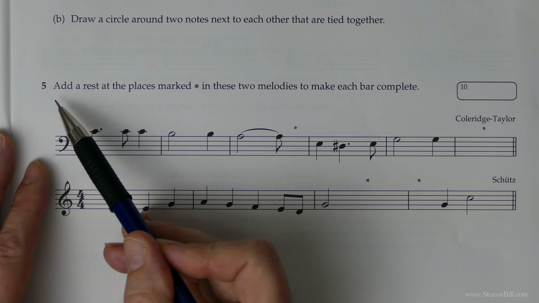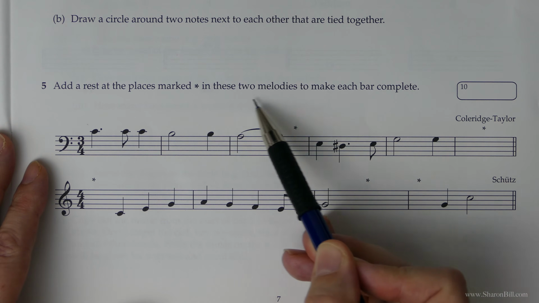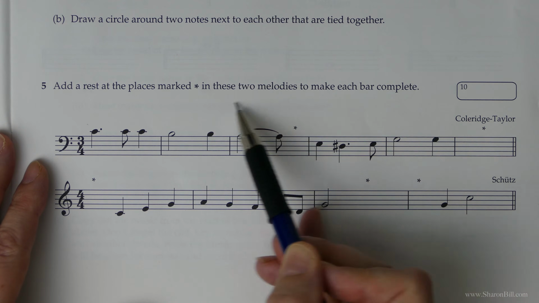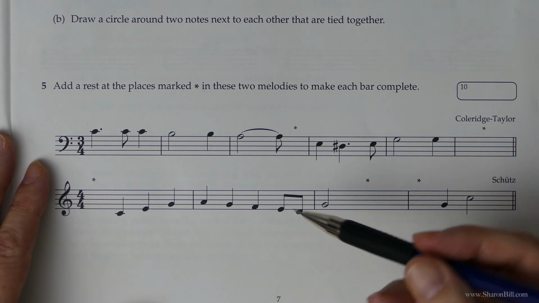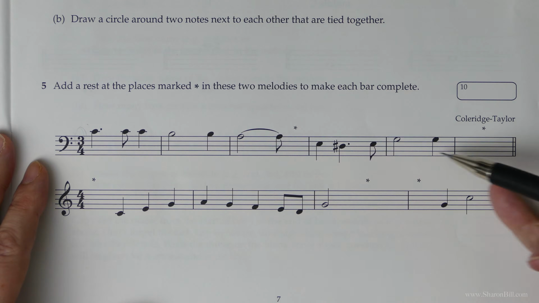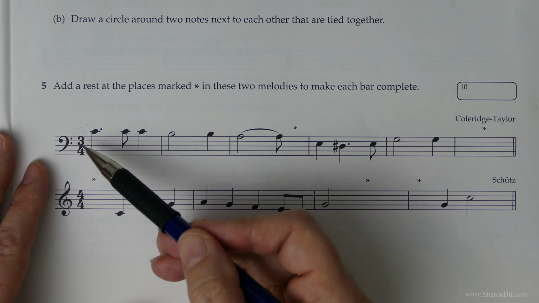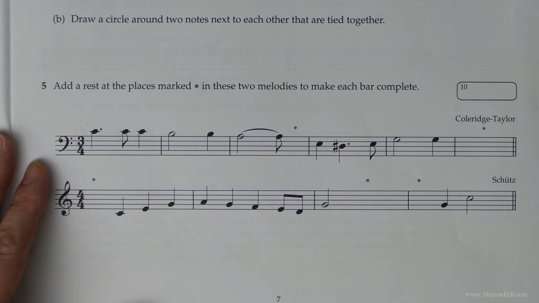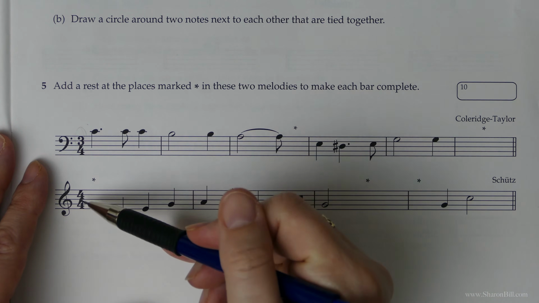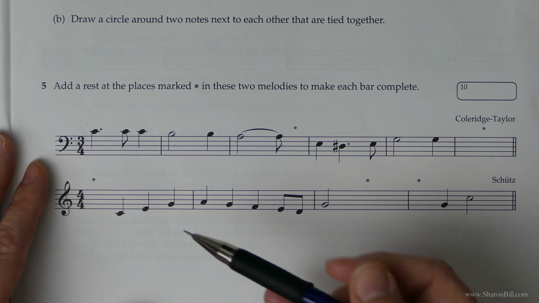Question 5 asks us to add a rest at the places marked with a star in these two melodies to make each bar complete. So we've got to add rests. We should have 3 beats in a bar in this melody and 4 beats in a bar in this melody. Don't forget the 2 separate melodies with 2 different time signatures, so just bear that in mind. Don't get caught out and think this one's still 3/4.